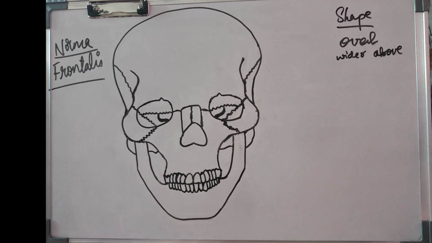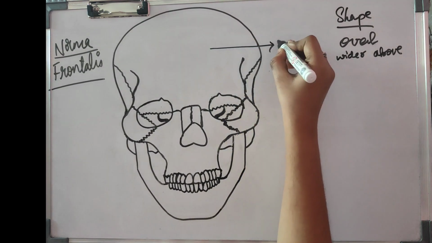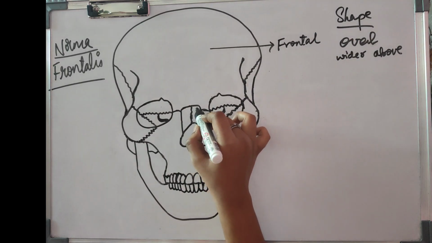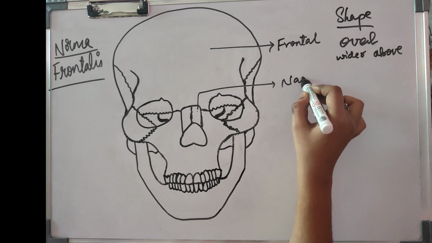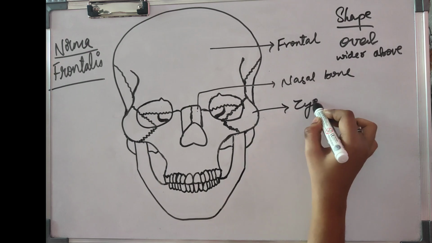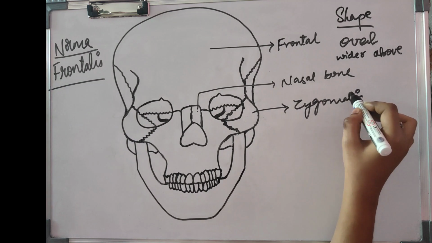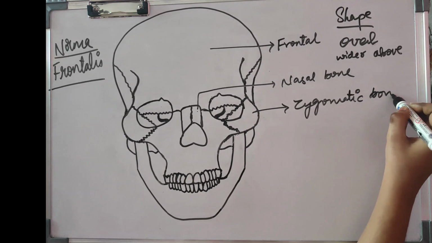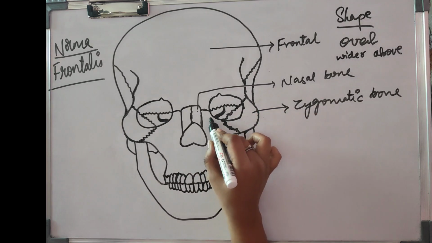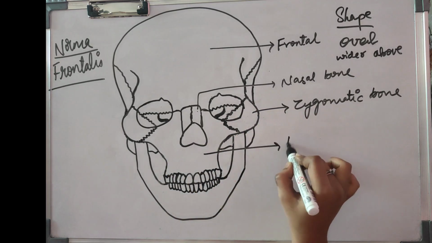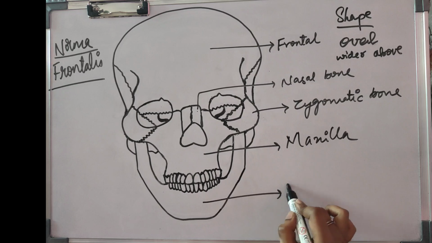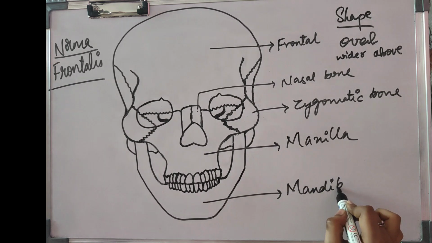Coming to the bones, you can see this is the frontal bone that forms the forehead, and these two are the nasal bones that form the bridge of the nose, and here this is the zygomatic bone that forms the bony prominence over the cheek. This part is the zygomatic bone, and here this part is the maxilla that forms the upper jaw, and this is the mandible which forms the lower jaw.